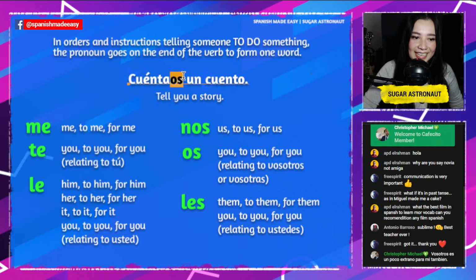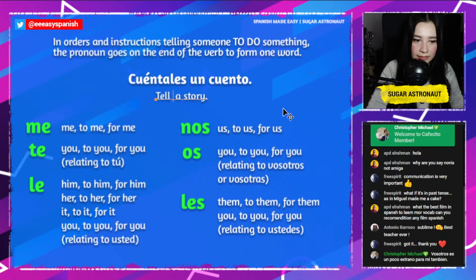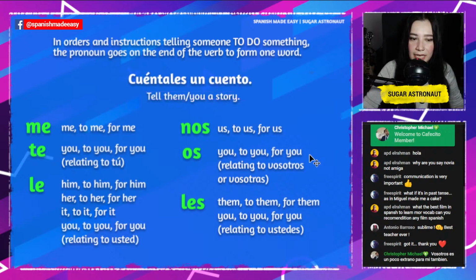And lastly, guys, cuéntales un cuento. And this means tell them or you, okay? Tell them or you a story. It sounds more like tell them. Tell you guys. Let me tell you a story. Cuéntales un cuento. Yeah, it can get tricky. To me, it sounds more like you're saying them in this particular situation, okay? Cuéntales un cuento. Tell them a story.